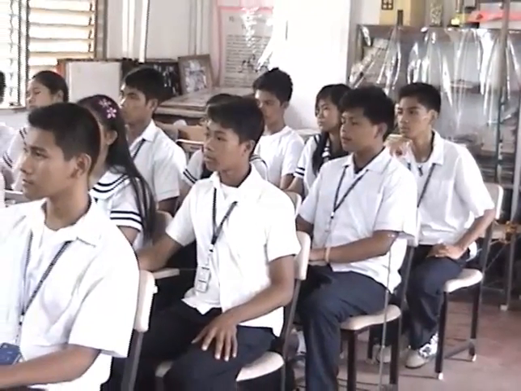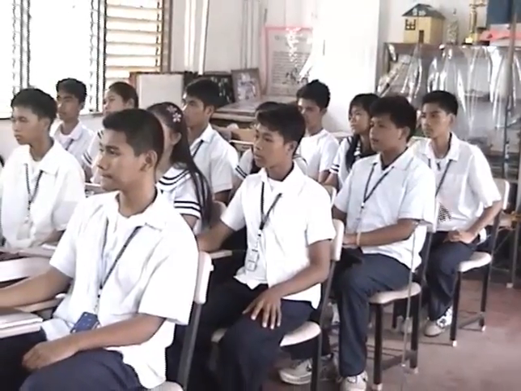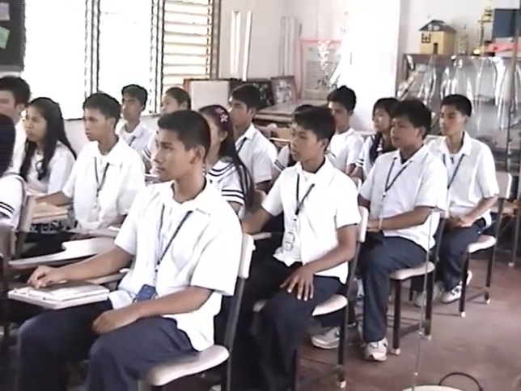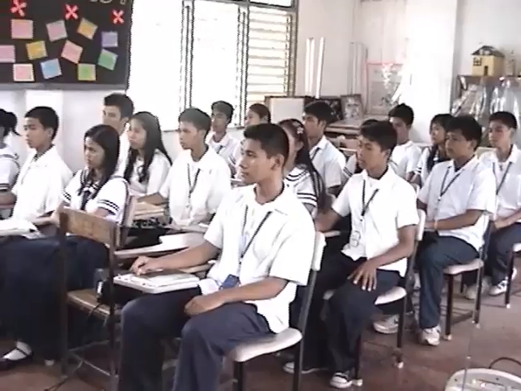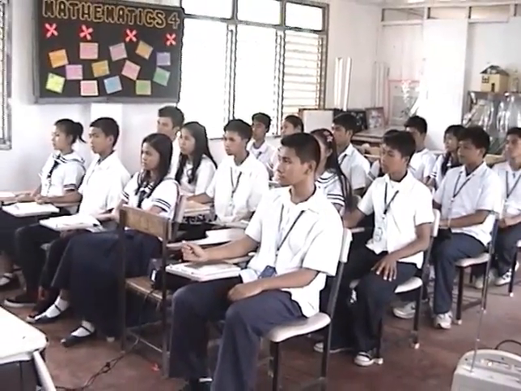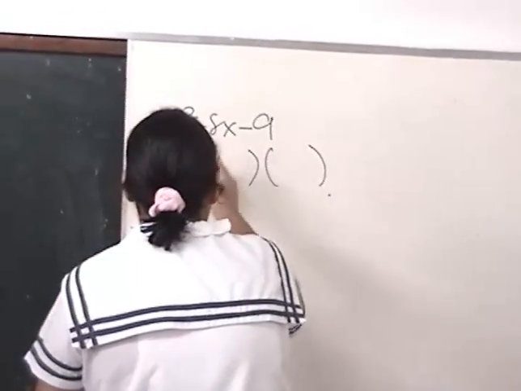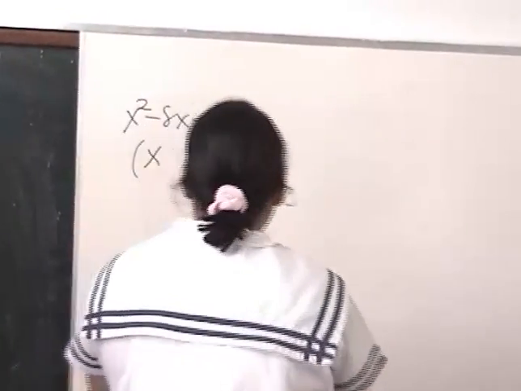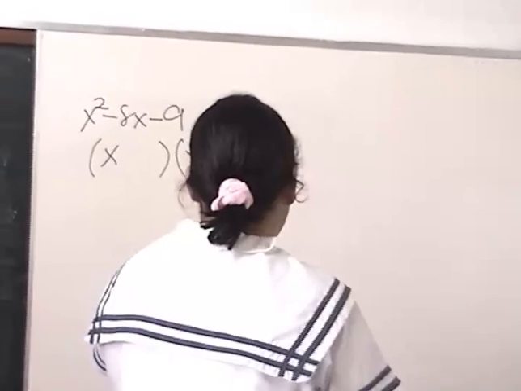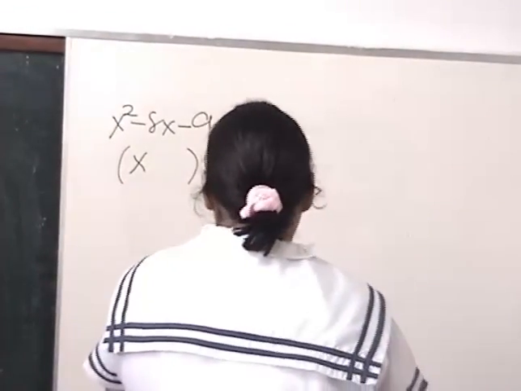In getting the factor of this trinomial, first we need to find the factor of the first term. The factor of the first term is x. After we get the factor of the first term, let's go to the last term.